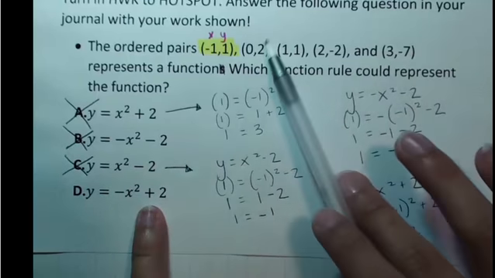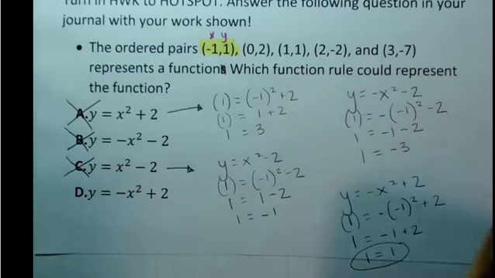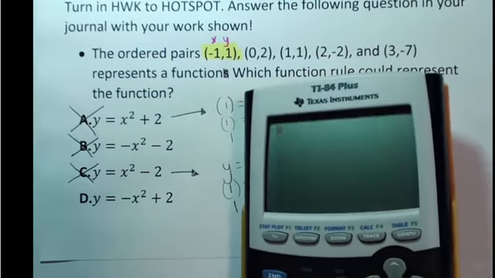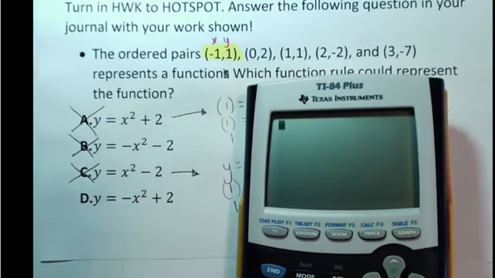Now I would go and check all the points just to make sure, and then I would also double check it with my calculator. Remember, with your calculator, we're able to plug this function in and look at the table to see if these points are on that function.